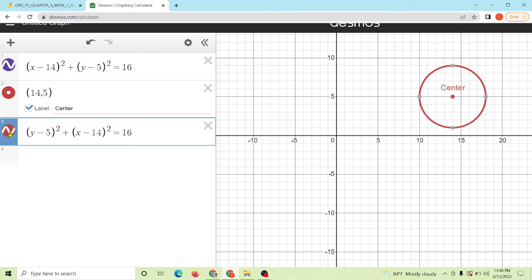So you can see, if I turn this off, I'm going to see the purple circle. So just turn it on. If I turn this off, I'll see the red circle, which means these two are exactly the same. Right? And that's basically how we do it.